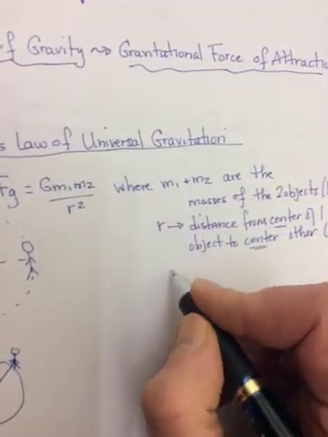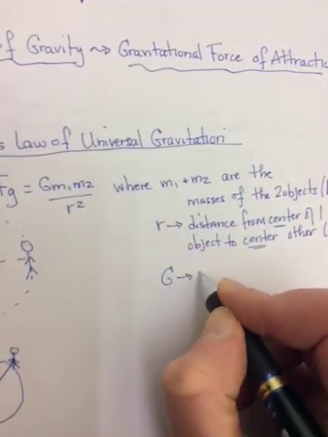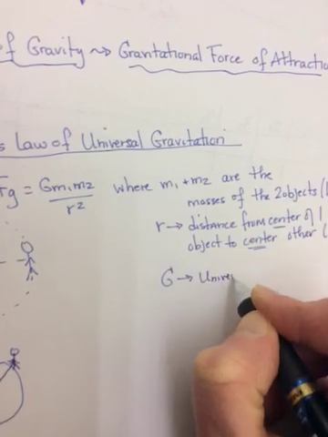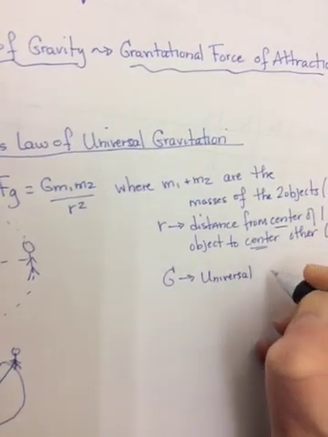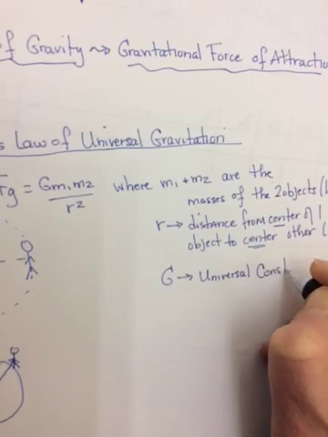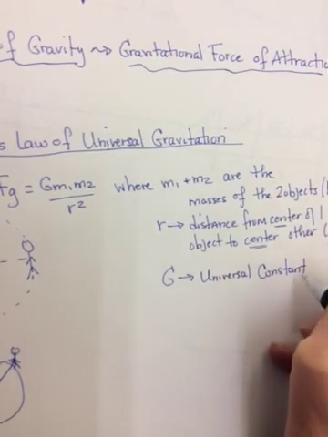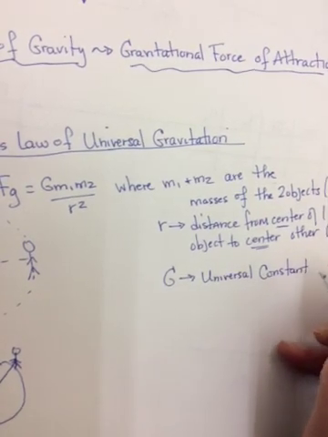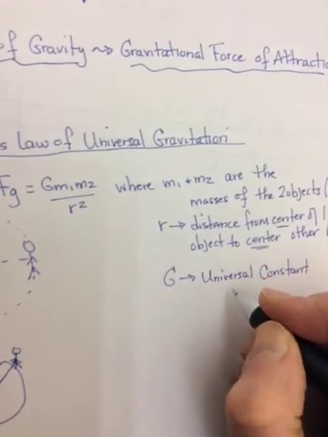So that's the R. The G is a universal constant, and we're going to run out of time. Universal constant. Universal means it's the same everywhere in the world, everywhere in the universe.